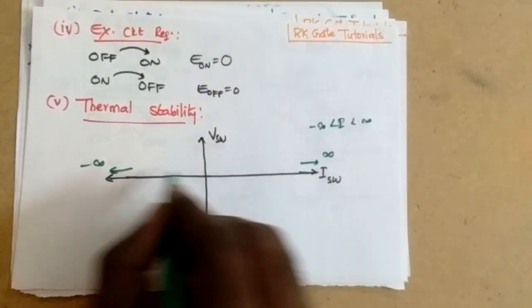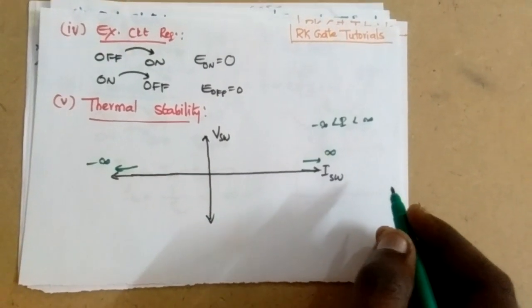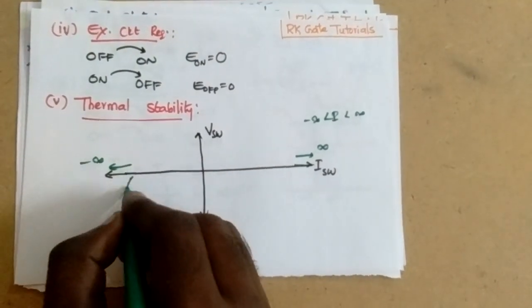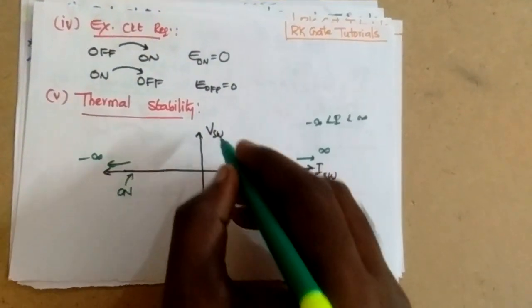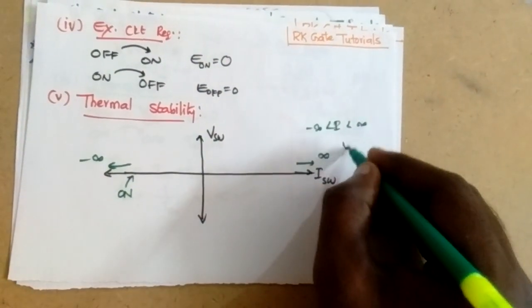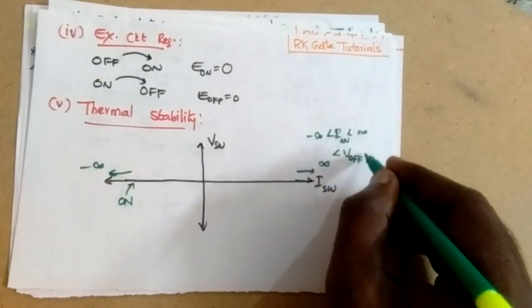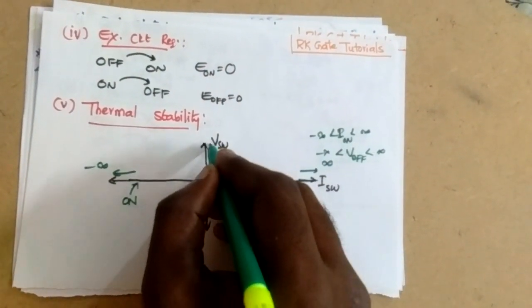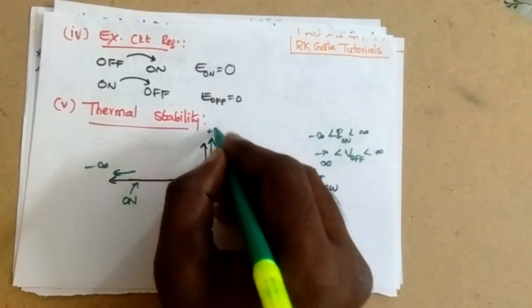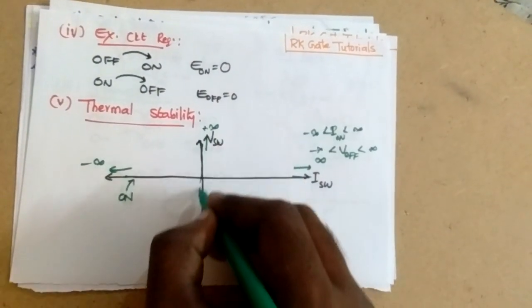So this is the operating region. It can be operated all over the x-axis. This is during the on stage. And if you are talking about the off stage, the current becomes zero, and the voltage becomes infinite, from minus infinite to plus infinite. So it will be somewhere here, this is plus infinite, and somewhere here, that is minus infinite. So this is the operating region.